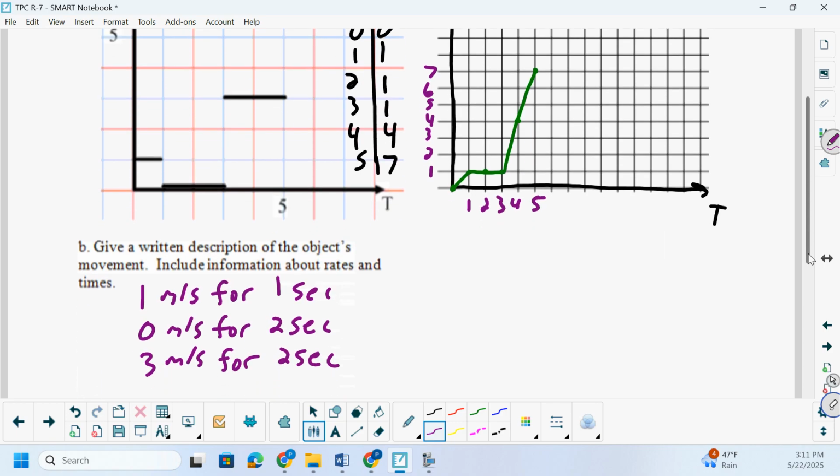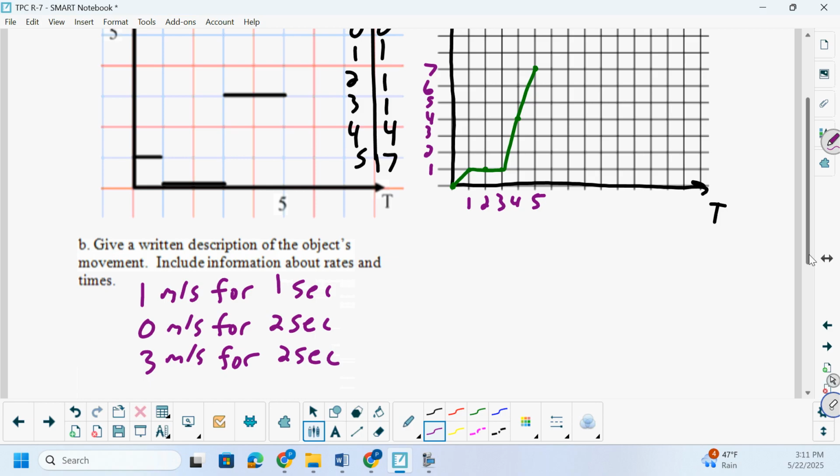Our description, we're 1 meter per second for 1 second. You could either say 0 meters per second or stop for 2 seconds, and then another 3 meters per second for 2 seconds.